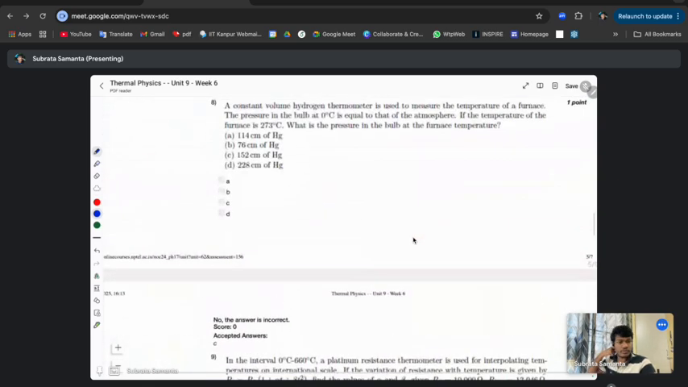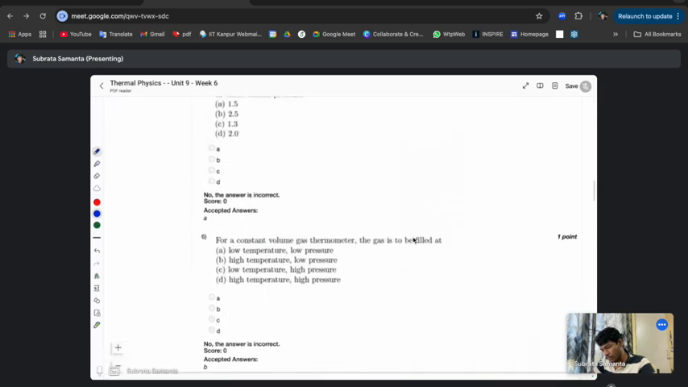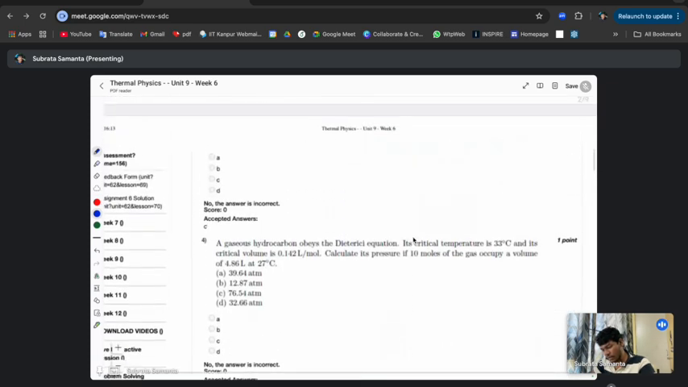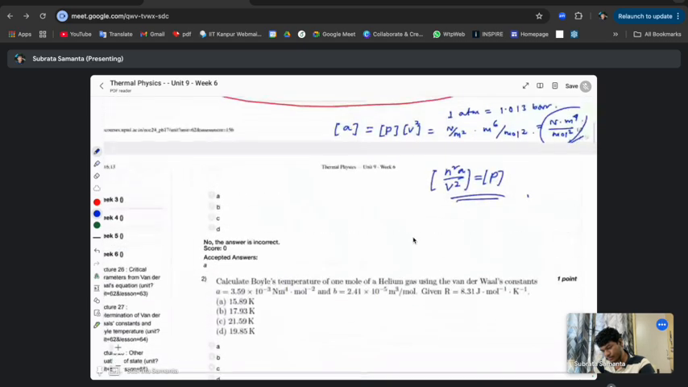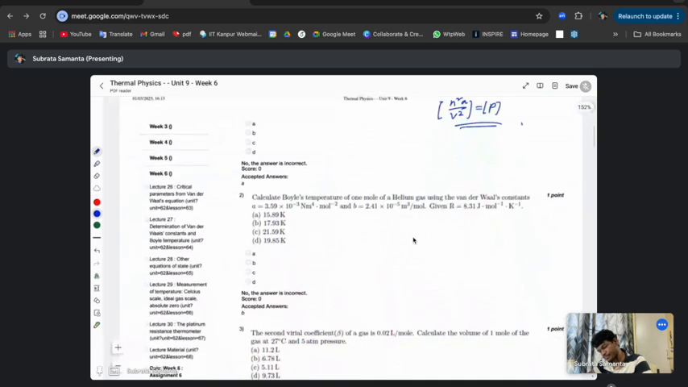Now in the next problem, so what is the next problem? Okay, so far any question? If not, then I will move to the next one.